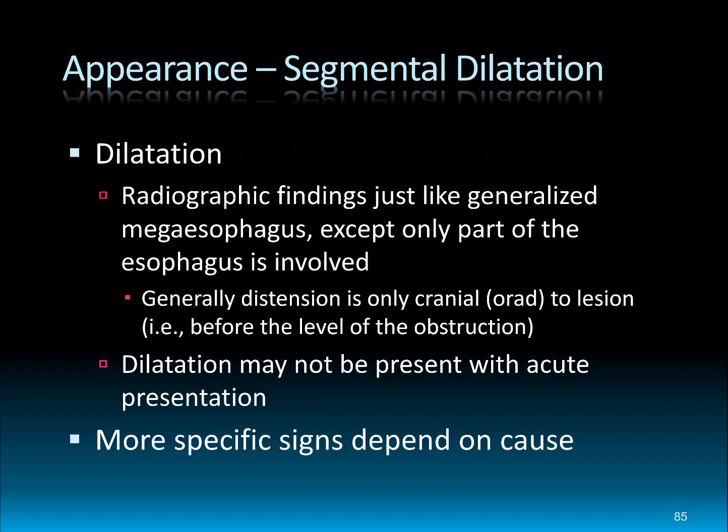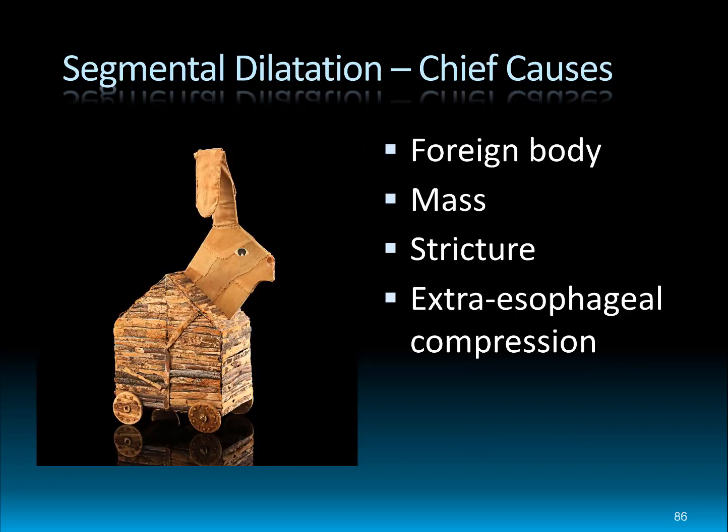Just like you'd expect, the esophagus is going to be dilated just like a megaesophagus, except now it's only part of the esophagus rather than the entirety. And so the distension that we see is going to be cranial or orad to the lesion. That's where the gas or fluid or food or whatever is backing up on the mouth side of the lesion in question. Depending on how acute the presentation is, you may not see much or any dilation of the esophagus. There can be other signs, but it depends more on what the specific cause of the distension is.